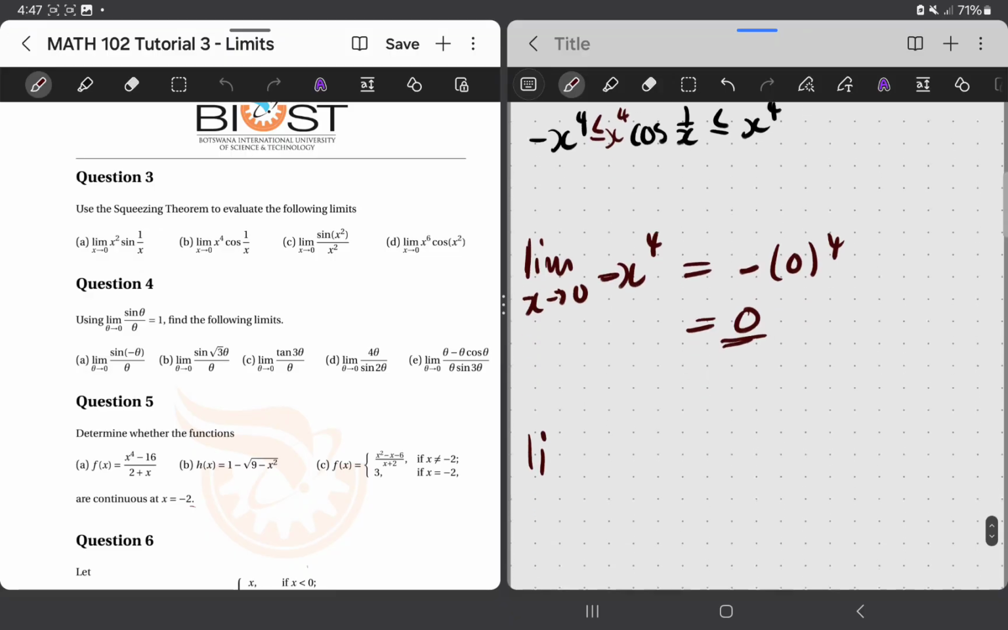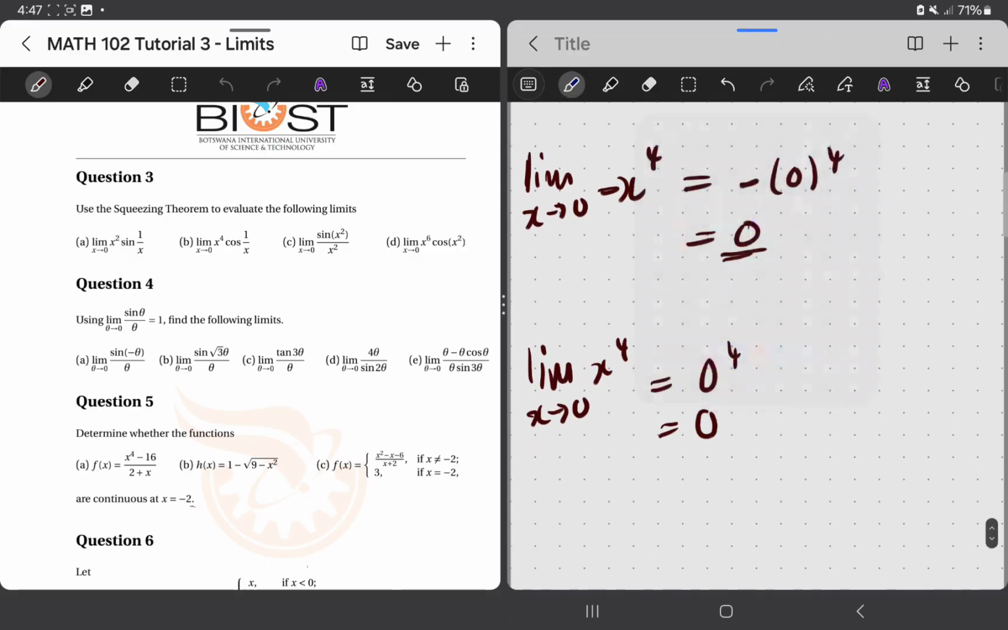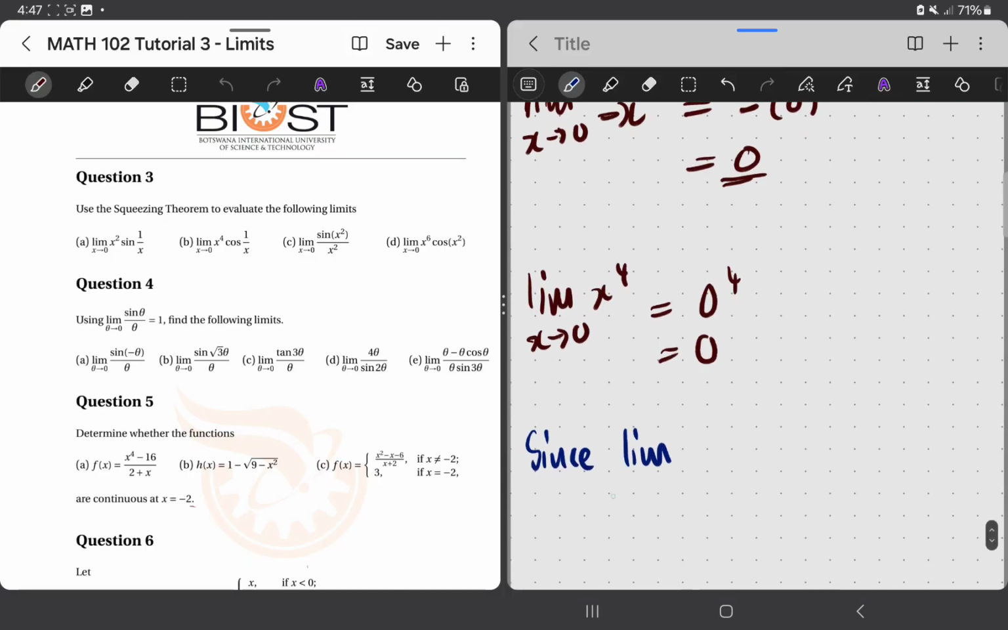Then you can now say the limit as x goes to 0 of x to the 4. This is now just going to be 0 to the 4, which is just going to be 0. Now you can say, therefore, since the limit as x goes to 0 of negative x to the 4 is equal to the limit as x goes to 0 of x to the positive 4, which is going to be equal to 0.